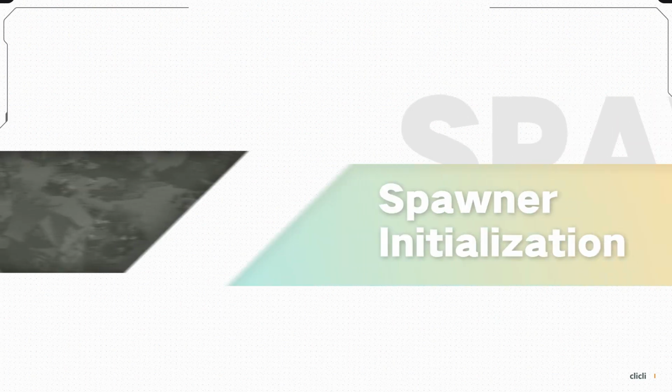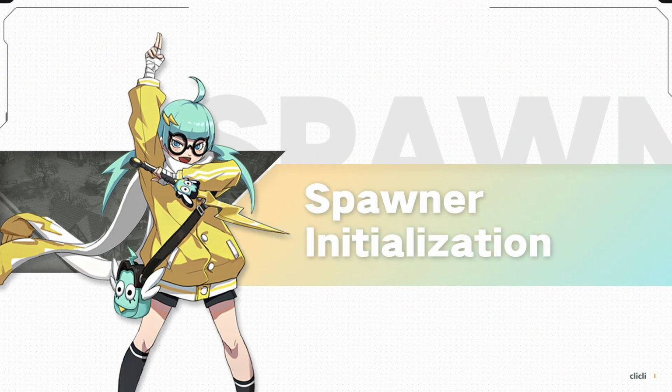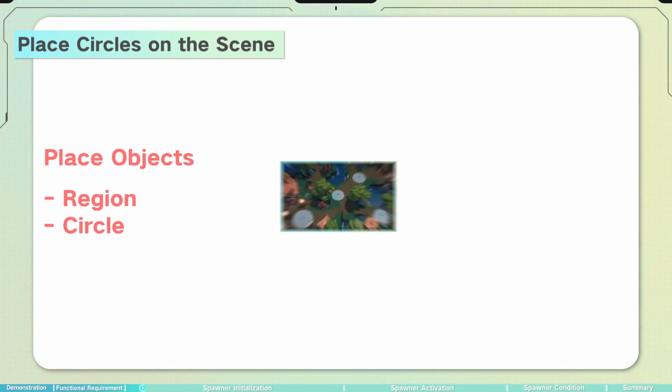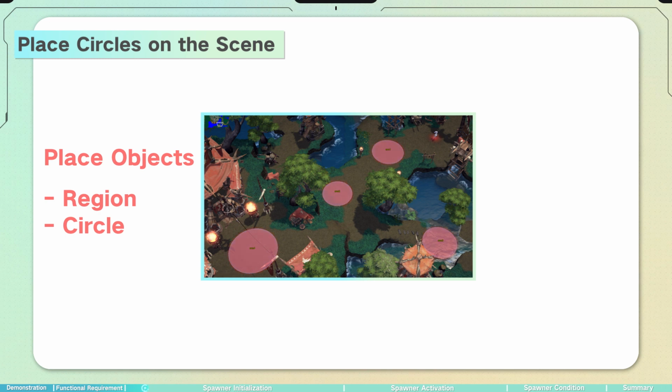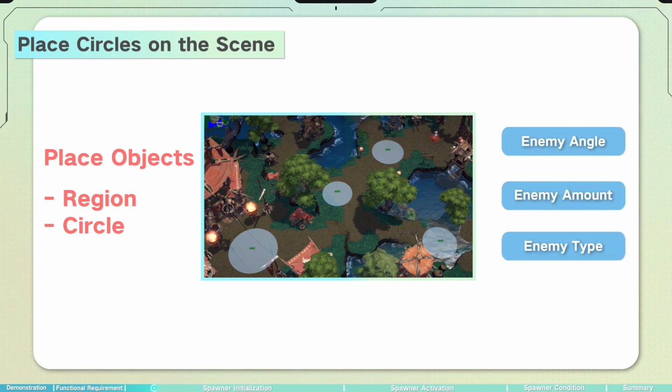Okay, our first mission is spawner initialization. It means we will create spawners and store some data in it. Since the spawners are based on areas, please choose a scene. Use the Place Objects and Region feature. Drag 4 circles on the map. These 4 areas should know the data of spawned enemies, including the angle, amount, and type.